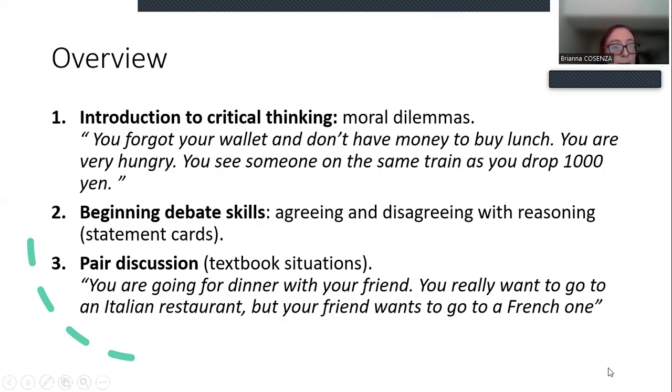We also do some beginning debate skills, and I start with agreeing and disagreeing, with a focus on students sharing their reasons. I give them statement cards, which I'll show you. Later in that unit, we also do paired discussion with textbook situations, where they have to talk, reason, and negotiate with each other. For example, you're going for dinner with your friends. You want to go to an Italian restaurant, but your friend wants to go to a French one. They take on that role and, not arguing, but discussing, weigh the options together.